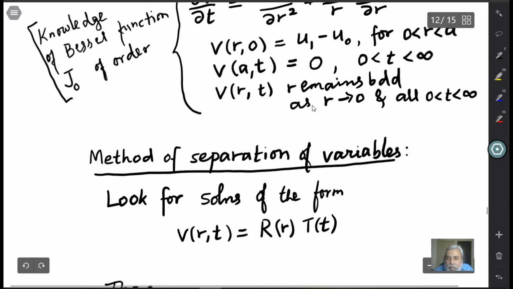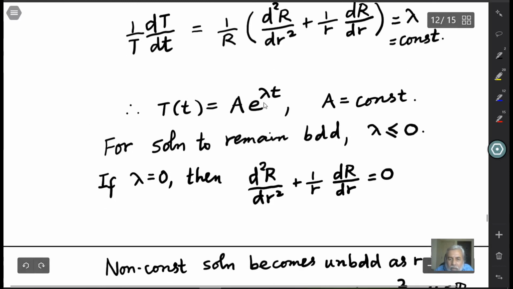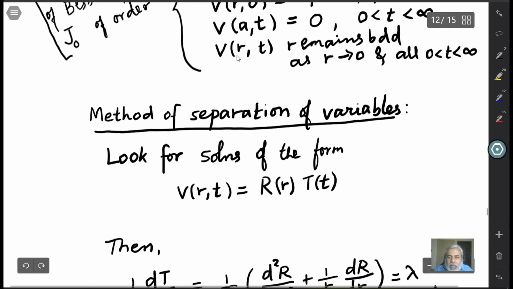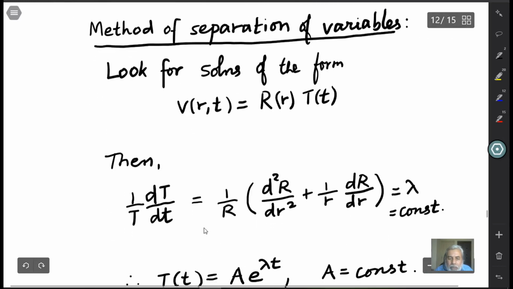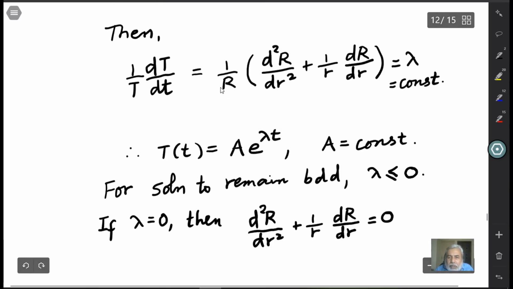So we want this v to remain bounded as r tends to 0 and for all t up to infinity, and that forces this constant lambda to be only less than or equal to 0. So if lambda is positive, then as t goes to infinity, this capital T becomes unbounded, and so that's not a required solution. Okay, so we want bounded solutions.